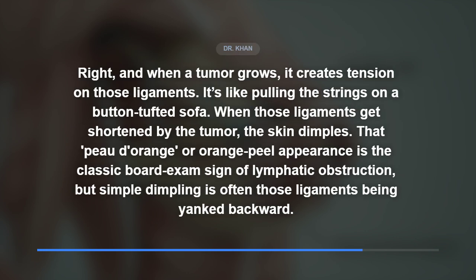Right, and when a tumor grows, it creates tension on those ligaments. It's like pulling the strings on a button-tufted sofa. When those ligaments get shortened by the tumor, the skin dimples. That peau d'orange, or orange peel appearance, is the classic board exam sign of lymphatic obstruction, but simple dimpling is often those ligaments being yanked backward.